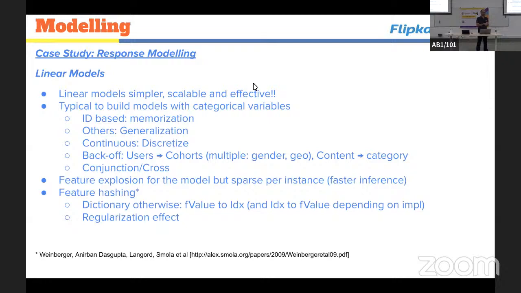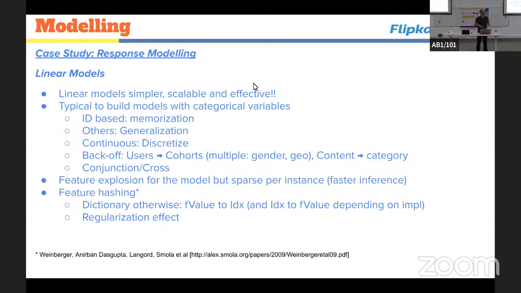It could be the gender of the user, age group of the user, geography of the user, maybe the purchasing power of the user. If I could have those features, then I could use them. These are called backup features. If I can't use user ID as a feature, then I'll try to use gender.